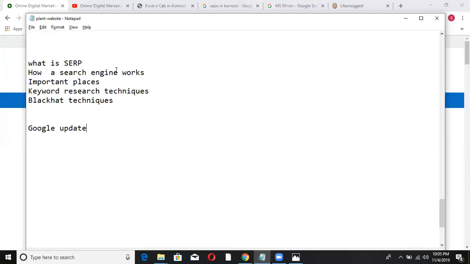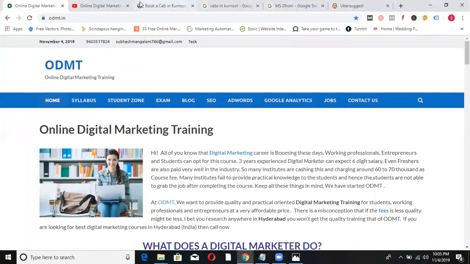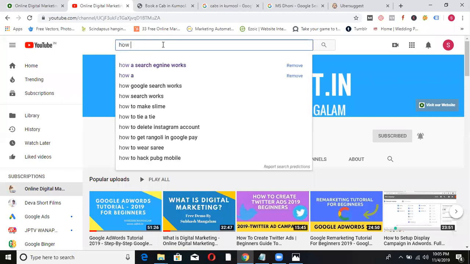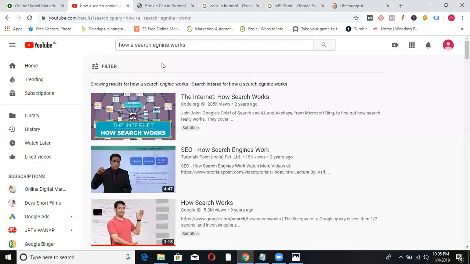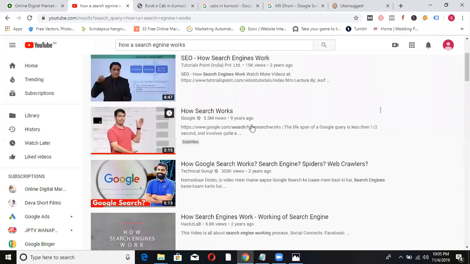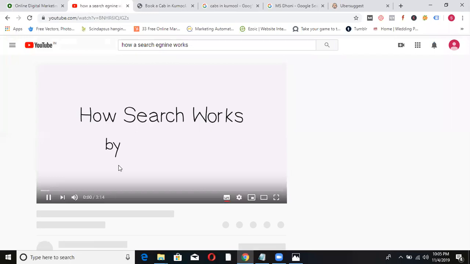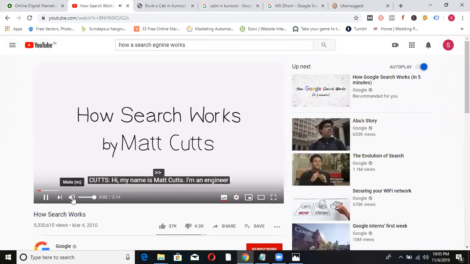Now you understood how a search engine works, right? I'll show one video so that you can match that with the animation. How a search engine works is explained by Matt Cutts. He worked for the Google team. He's no more working there, but he explains very well. I'll put it on mute and show you, because you require the animation only, not the speech.